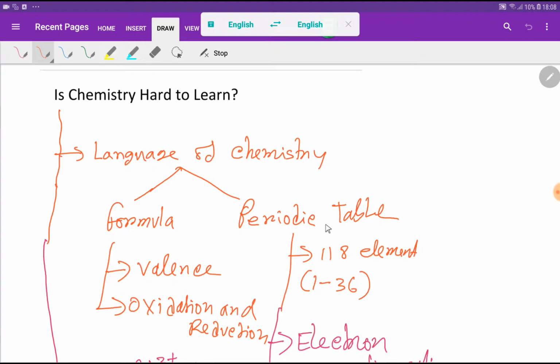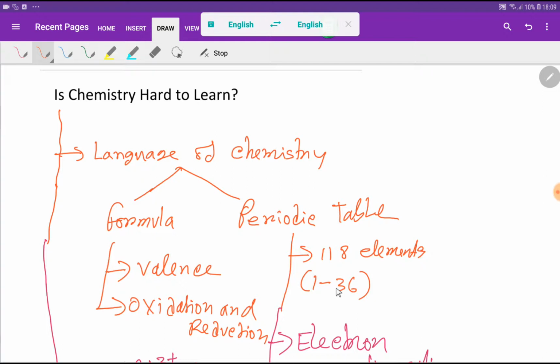There are 118 elements in the periodic table, right? You have to know the name of the elements, and you have to also know about the group and period of the periodic tables, right? But I will highly request you to memorize the elements from 1 to 36, right? And you have to memorize the atomic number, atomic mass, right?